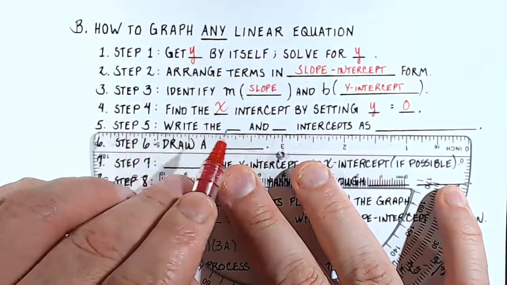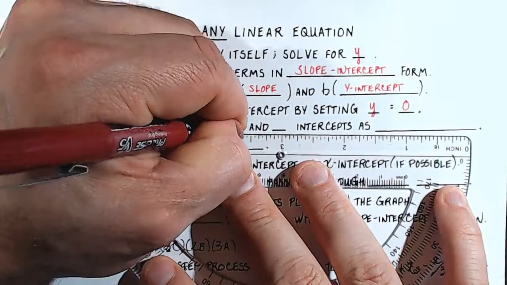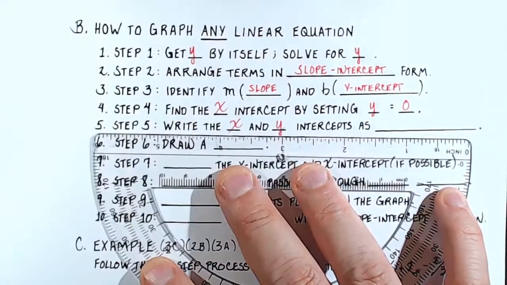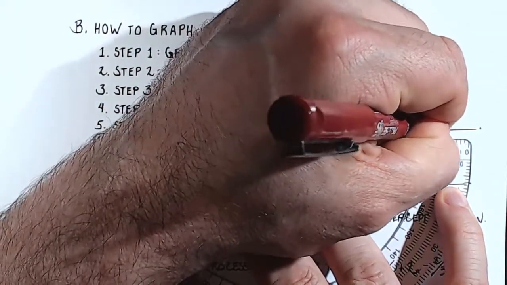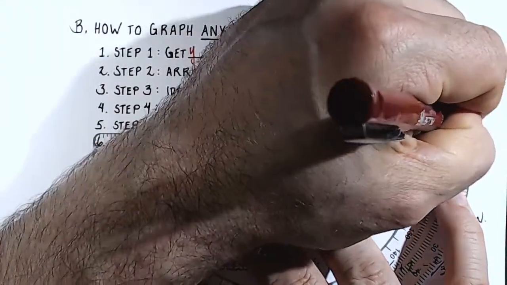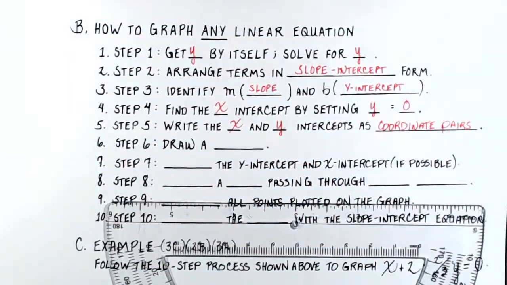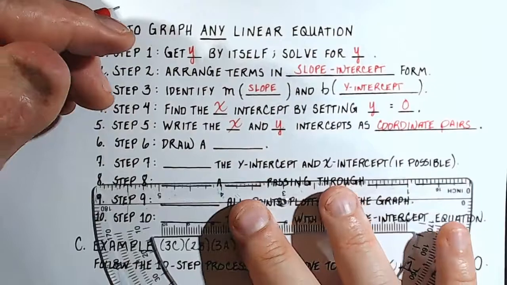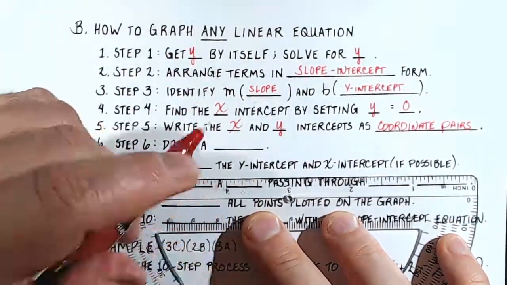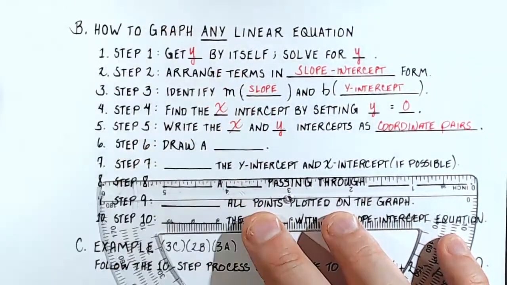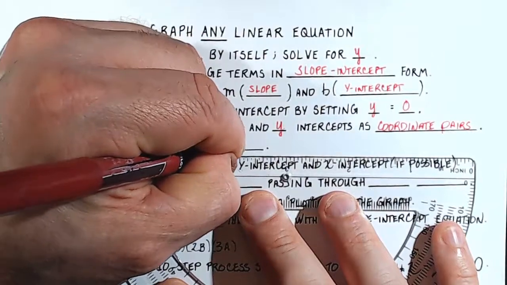So step 5, write the x and y intercepts as coordinate pairs. It's useful to write them as coordinate pairs so you know what your coordinates are of those points. So for x, it'll always be (x-intercept, 0), and for the y, it'll be (0, y-intercept). Step 6, draw a graph. Okay, we want to draw a graph.